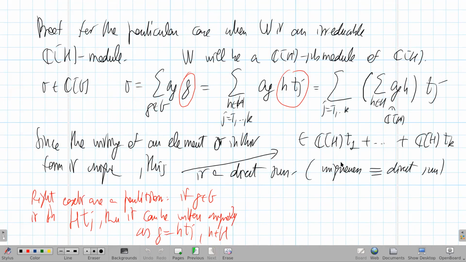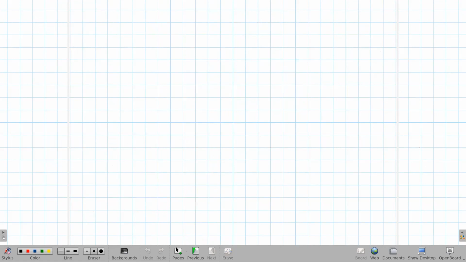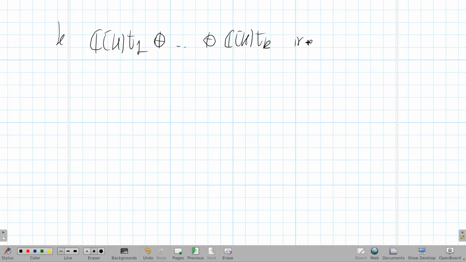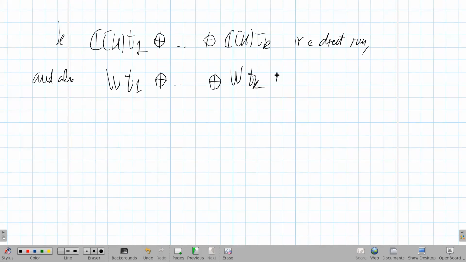Okay, good. So this is a direct sum, but since W is a CH submodule of CH, so let's say next. So this is a direct sum, which means that the elements here can be written uniquely in this form. And also, WT1 direct sum, WTk is a direct sum.